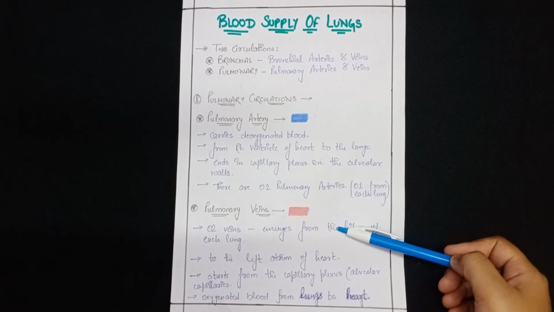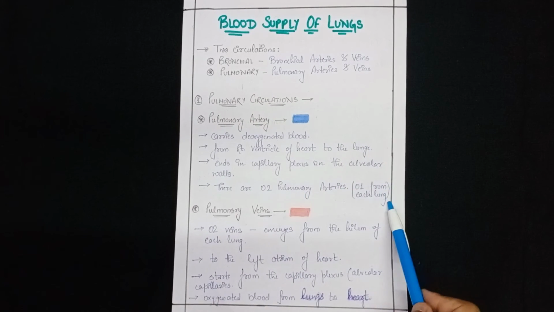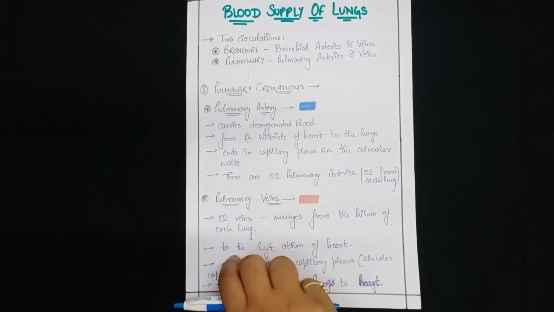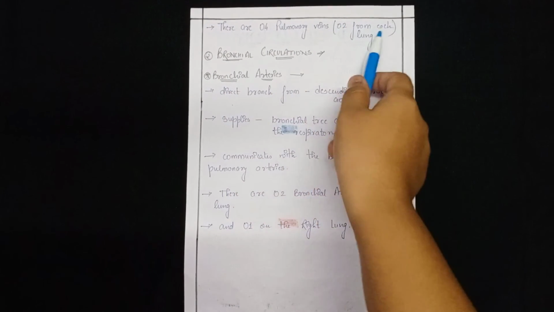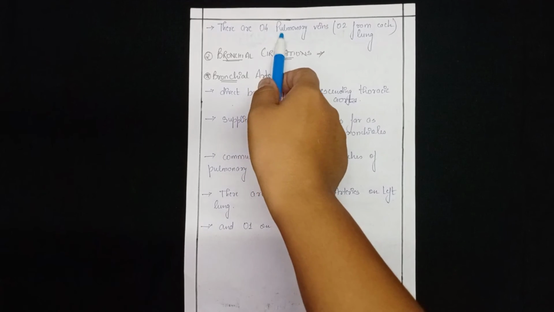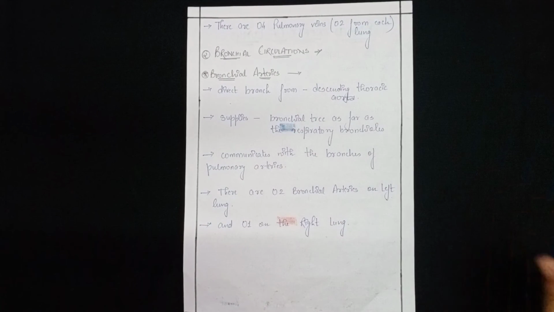Another thing that I want to mention again is there are two pulmonary arteries, one from each lung, whereas pulmonary veins are four. Four in the sense there are two from each lung. Now let us go to the bronchial circulation.